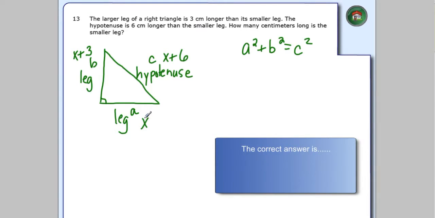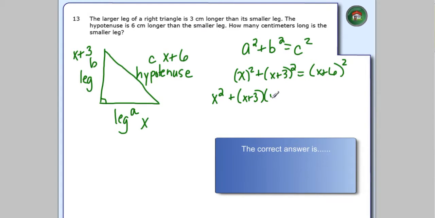Now we need to find x. So what we know is this. So we would do x squared plus (x plus 3) squared equals (x plus 6) squared. The only parentheses that are necessary is this set and this set because this is a binomial, but it's a good habit just to put it around everything. So x squared would go here, and then (x plus 3) squared is not x squared plus 9. You would write that twice.